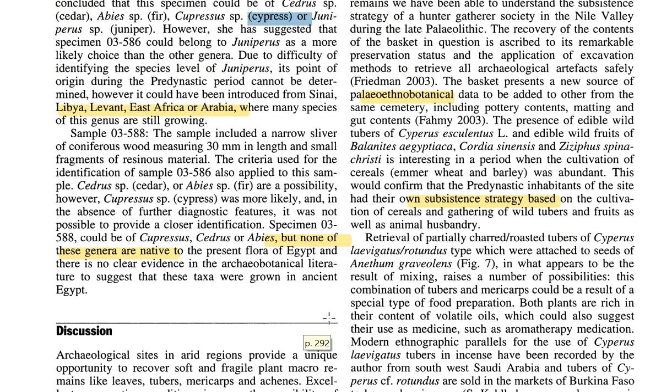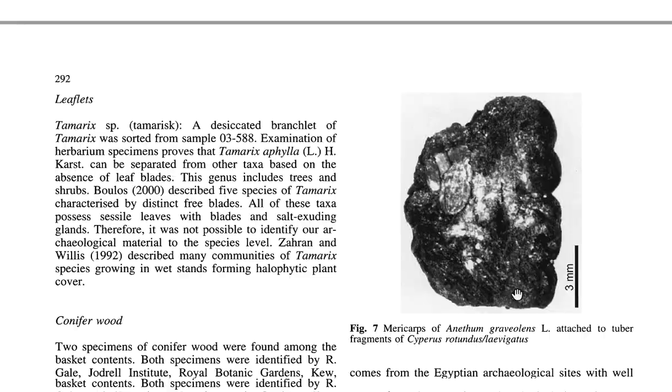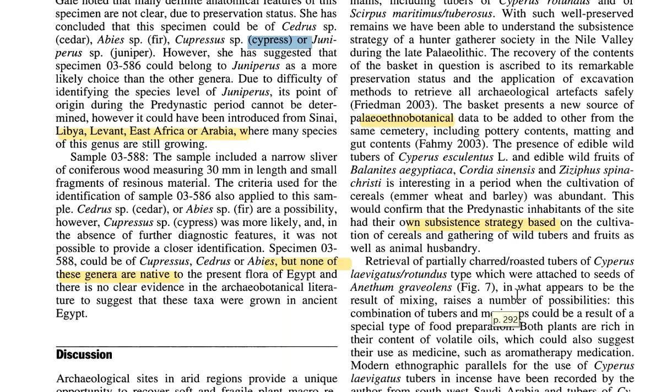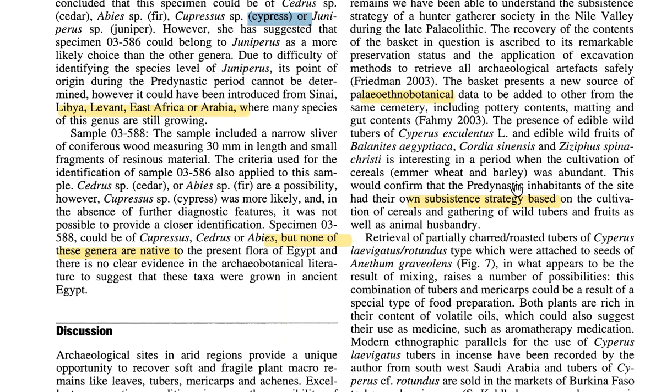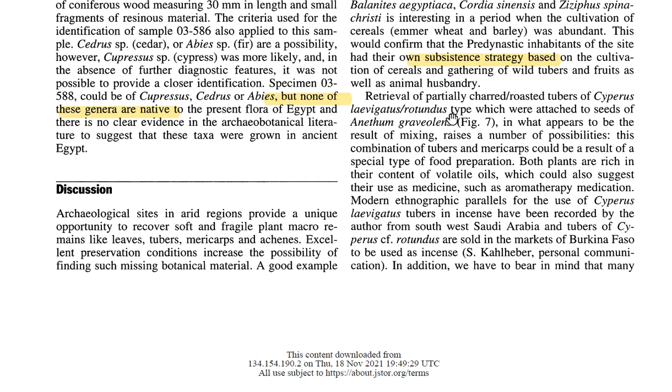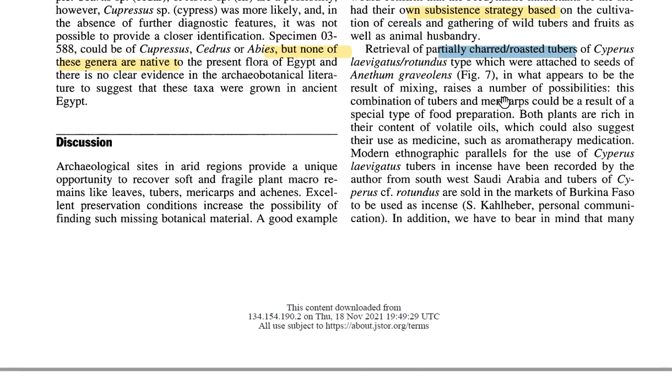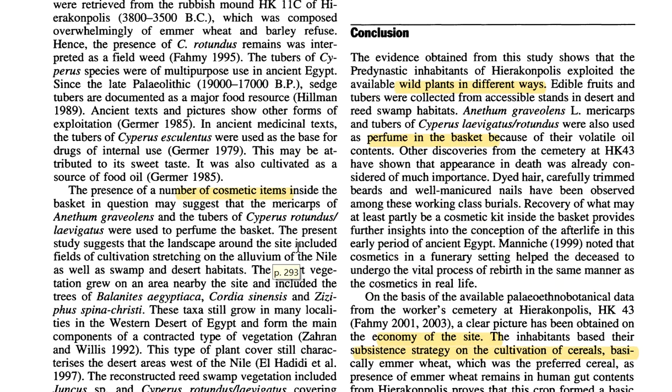Then you have the discussion of what it all means. And a lot of times in a discussion, you're going to see repeats. So it's going to talk about how the pre-dynastic inhabitants had their own subsistence strategy. They cultivated cereals, gathered wild tubers and fruits, as well as animal husbandry. And then it's talking about how some of these were charred or roasted or cooked tubers, and what that means in terms of eating. A lot of tubers can't be eaten directly unless they're cooked, or they could be cooked down to get their oil. So really interesting discussion on that.